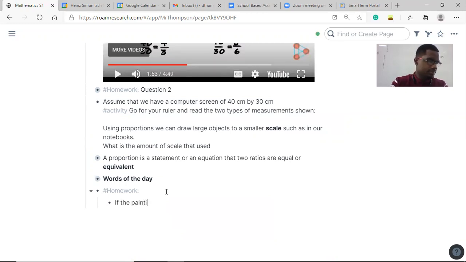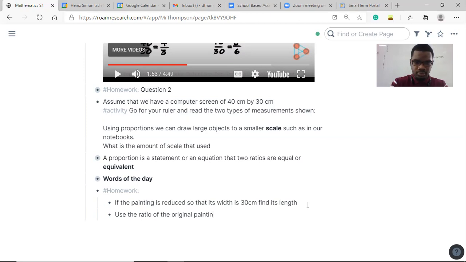If the painting is reduced so that its width is 30 centimeters, find its length. Okay? So use the ratio of the original painting, which was 60 by 45, and attempt this question.